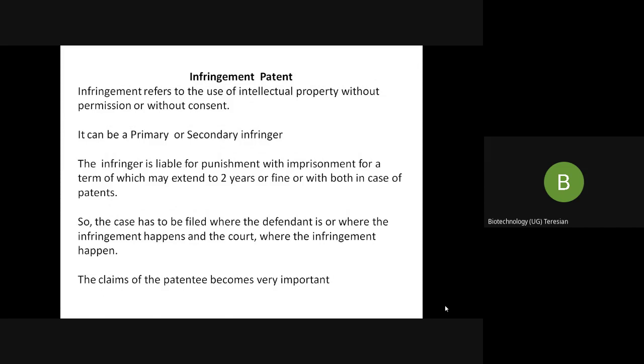So these persons, whether your distributors or your retailers, they become what? Secondary infringers. And the person who's manufacturing those goods becomes a primary infringer. So the infringement can be either primary or secondary. So a civil, criminal or administrative action can be taken against the infringer.